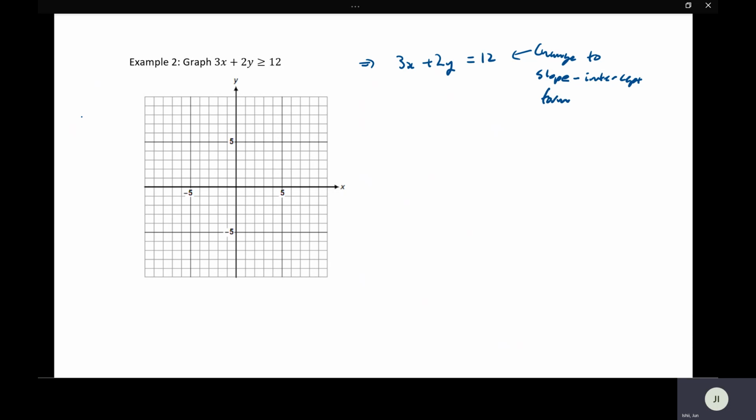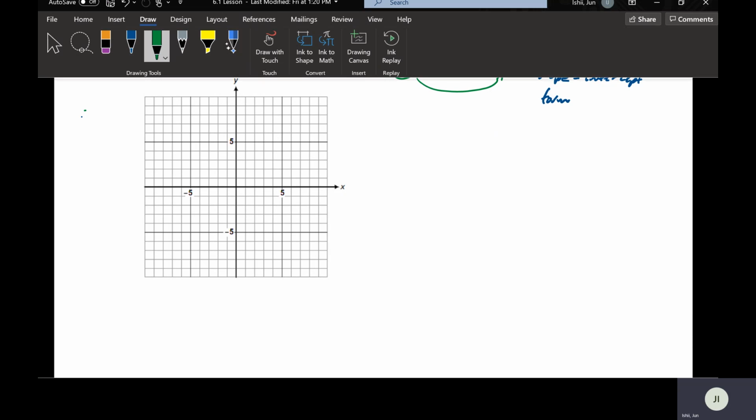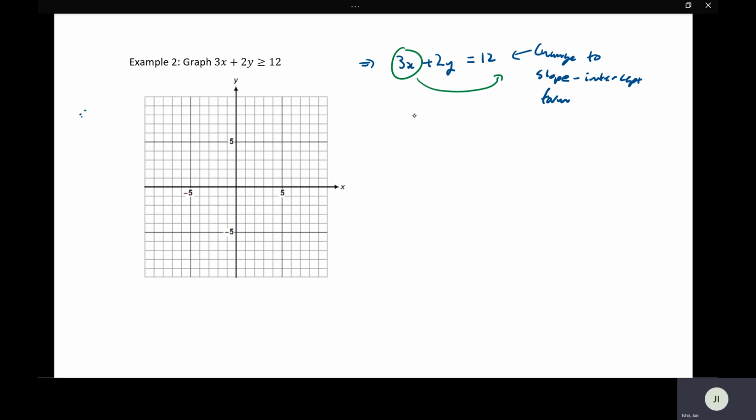All right, so to do that, we need to isolate the y. In other words, this 3x, we're going to have to move over to the other side. So when I do that, the next line would look like this. I'd have 2y equals negative 3x. When you take any term and move it to the other side, you're switching the sign. So that's negative 3x. And we also have the plus 12 here.